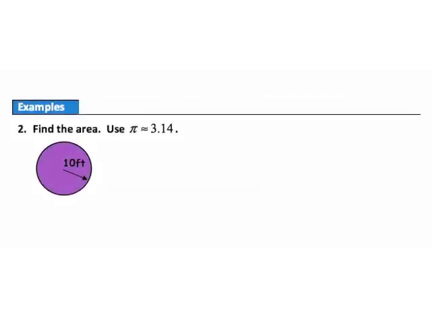Now let's take a look at an example that will help you understand how to find the area of a circle. Example 2. Find the area. Use pi approximately equal to 3.14. Okay, so we're going to start with our formula for area. And again, the area of a circle is pi times the radius squared. Now we're just going to plug this information in.